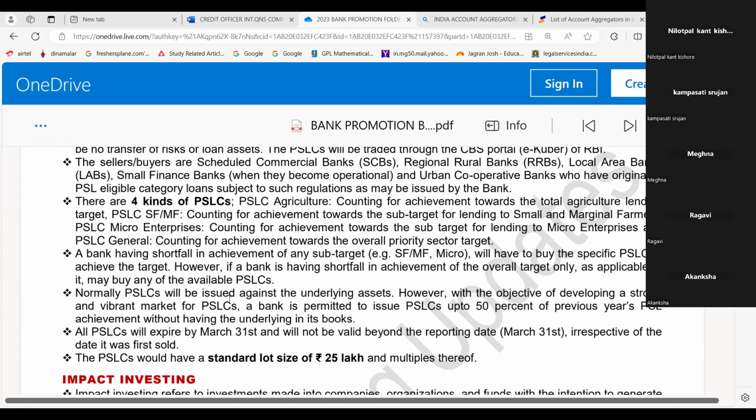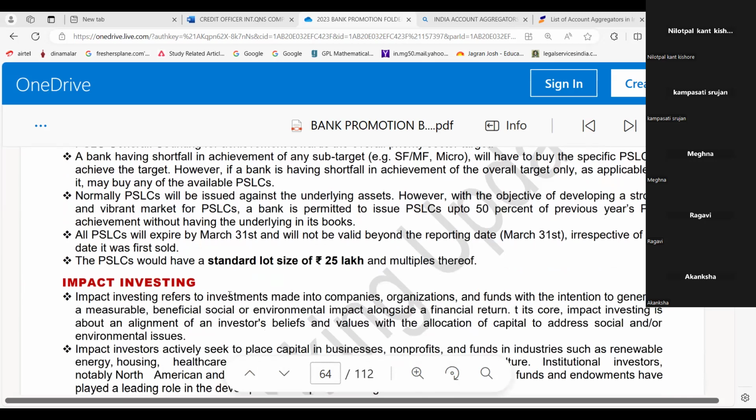Normally, PSLCs will be issued against the underlying assets. However, with the objective of developing a strong and vibrant market for PSLCs, a bank is permitted to issue PSLCs up to 50% of previous year's PSL achievement without having the underlying in its books. All PSLCs will expire by 31st March and will not be valid beyond the reporting date, irrespective of the date it was first sold. The PSLC would have a standard lot size of 25 lakh rupees and multiples thereof.